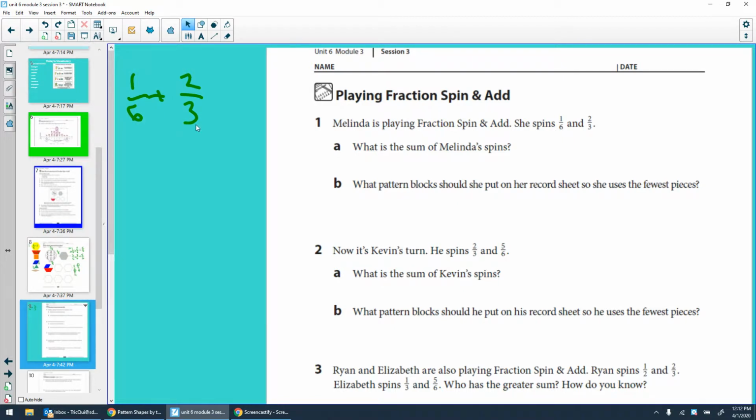We want to turn that 2/3 into sixths. So again, I'm going to list my multiples to find the first common multiple. Multiples of 6 are 6, 12, 18. Multiples of 3 are 3, 6, 9, 12. We'll stop there. I can see that my first common multiple is 6. So I'm going to use that.